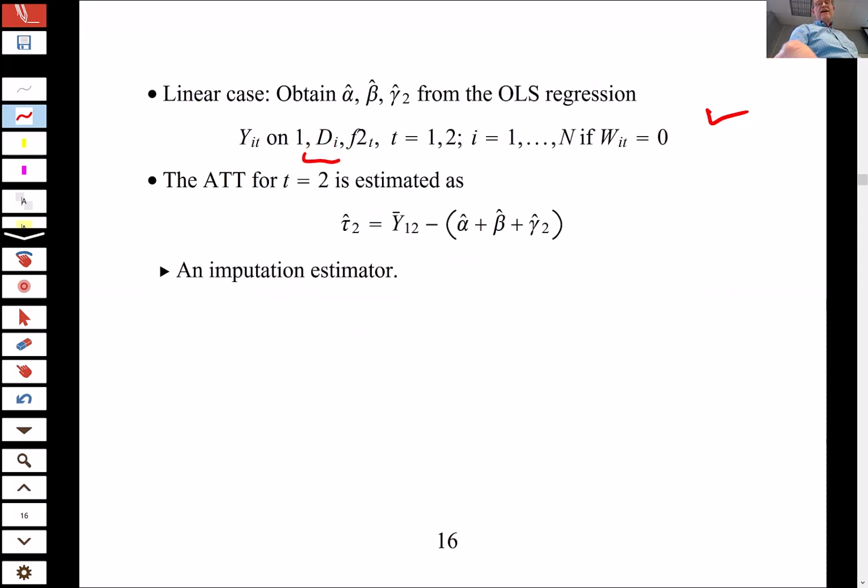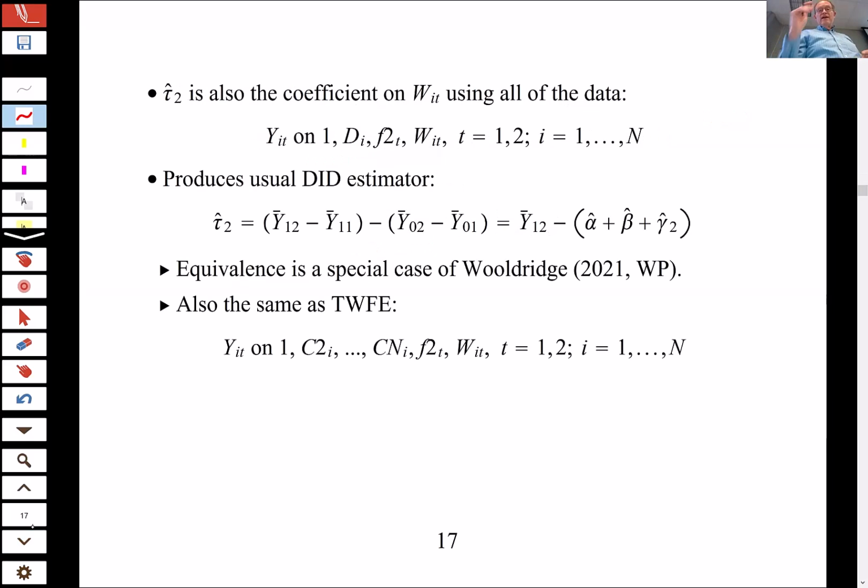So this acts as a control, and then this is another control, and we estimate these 3 parameters. In the linear case, this is the regression, and we estimate those exact parameters that we need. We obtain alpha hat, beta hat, and gamma 2 hat. And then this is the average of the treated units in the second time period. So it turns out that you can pool across all of the data, and this is the traditional difference in differences regression.